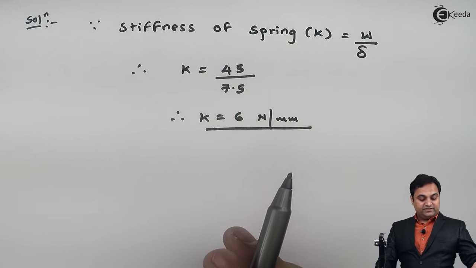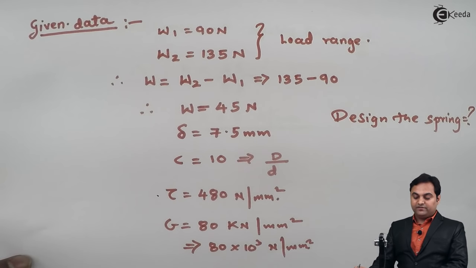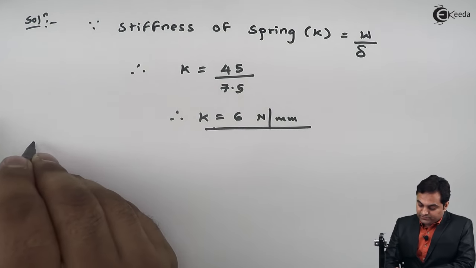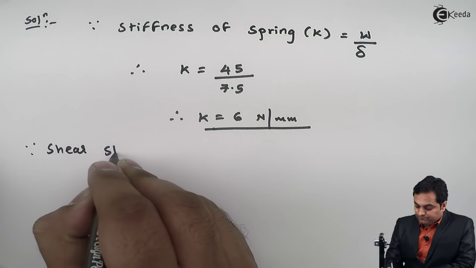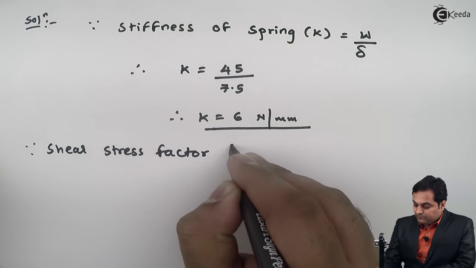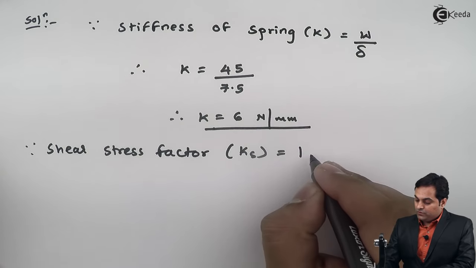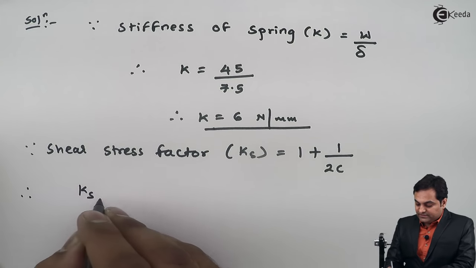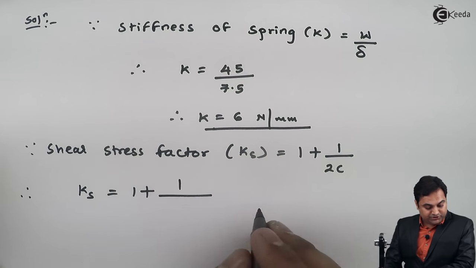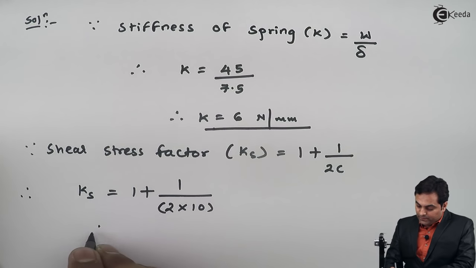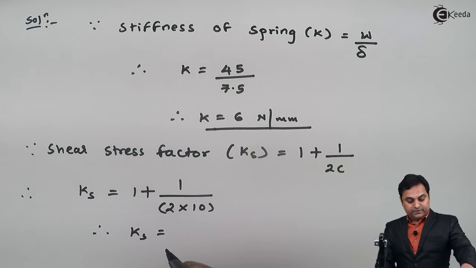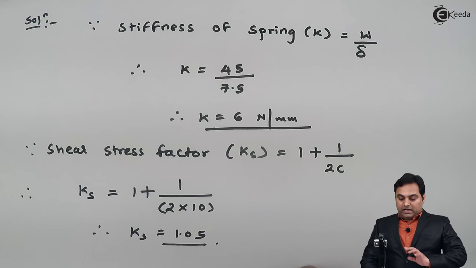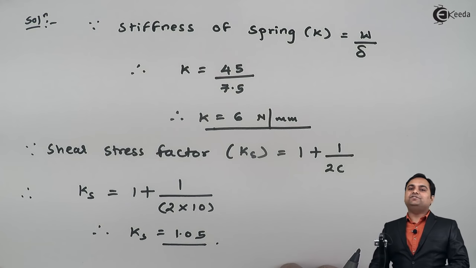Next, after getting the stiffness, since in this problem shear stress tau is given, this tau is called as the resultant shear stress, and I can say that since shear stress factor K suffix S will be equal to 1 plus 1 upon 2C. So therefore K suffix S will be equal to 1 plus 1 upon 2C, and C is given in the problem as 10. So from this I will get the value of shear stress factor, and the answer is 1.05.